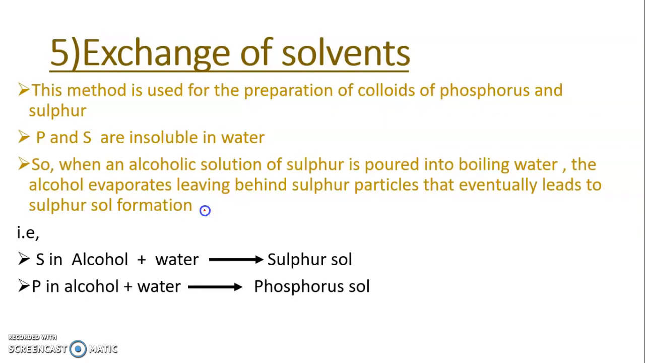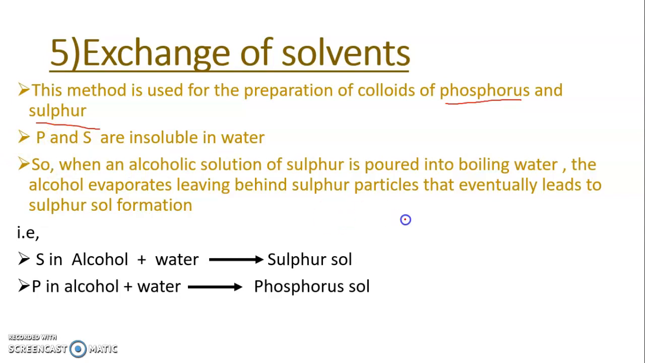And the last method in the preparation of colloids is exchange of solvents. This method is used for the preparation of colloids of phosphorus and sulfur. Both phosphorus and sulfur are insoluble in water. So, when an alcoholic solution of sulfur is poured into boiling water, the alcohol evaporates, leaving behind sulfur particles that eventually leads to sulfur salt formation. So this reaction is very simple to comprehend.